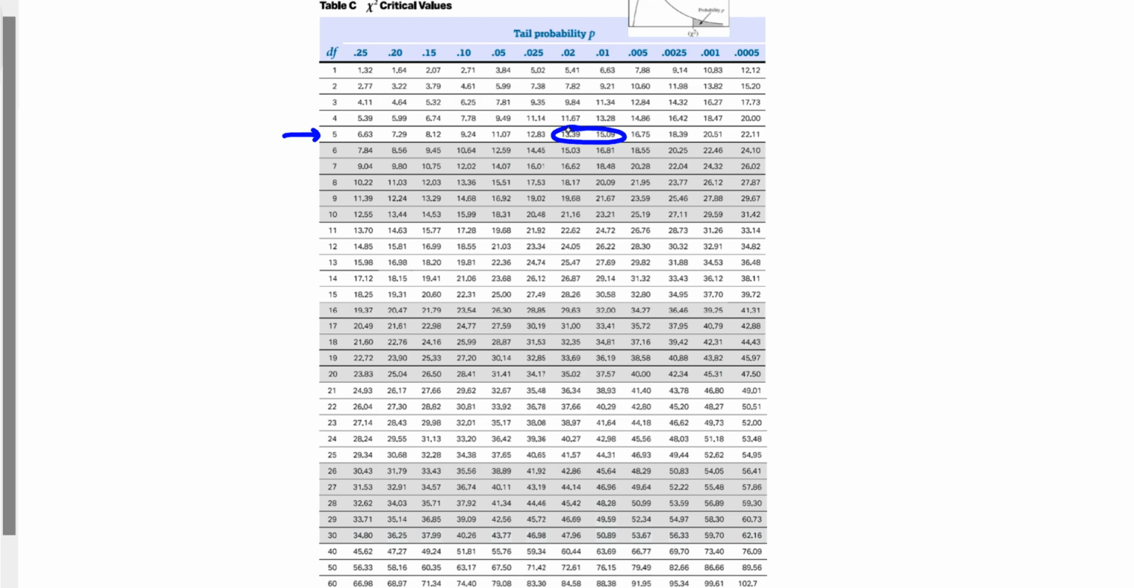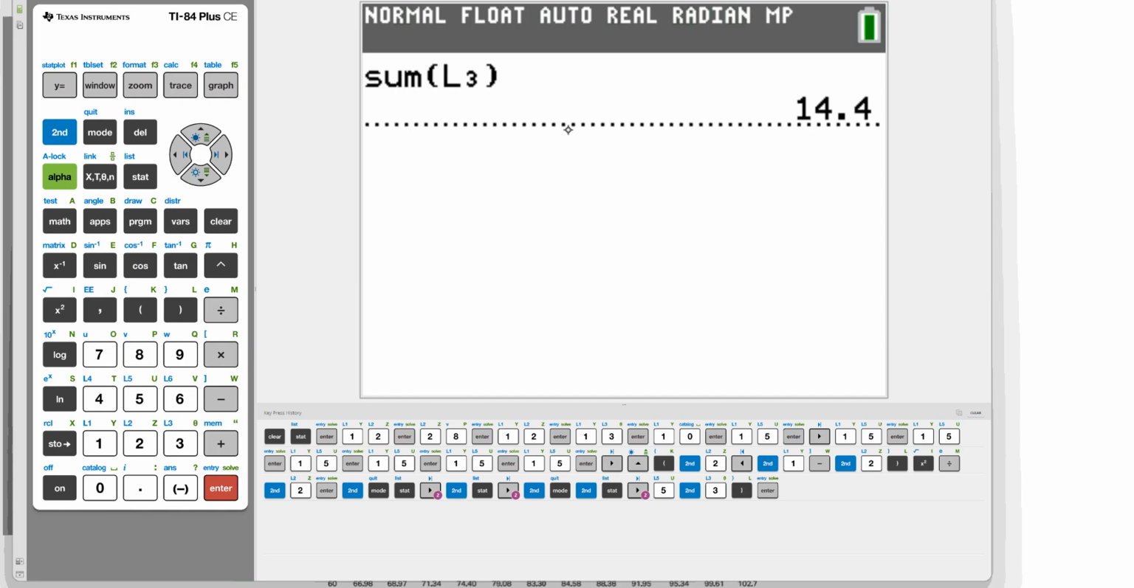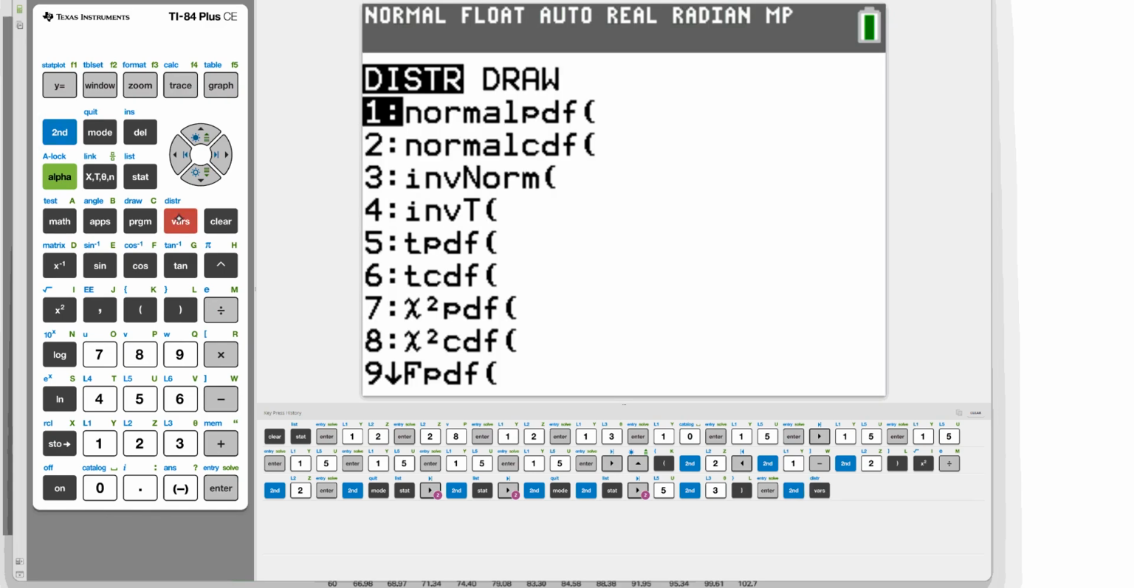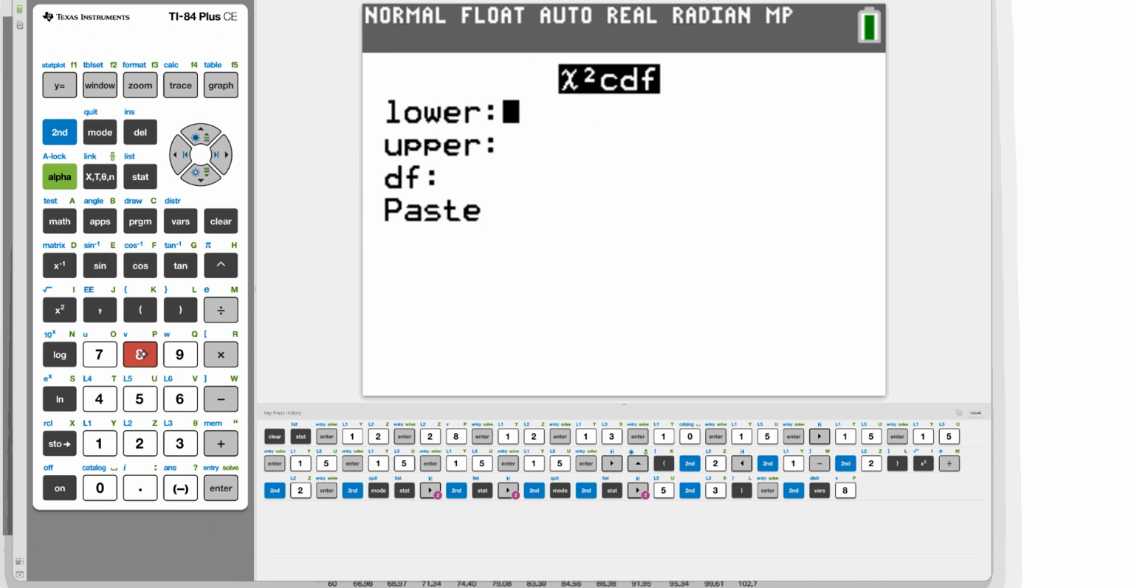Now that only gives you a range in this route, so you can go to your calculator. We have learned ways to find a p-value. Now we can go down to number 8, which is chi-square CDF. Click that. Our lower, because we're going to try to find the extreme, is going to be 14.4. Our upper is going to be infinity. Degrees of freedom we said was what? 5.